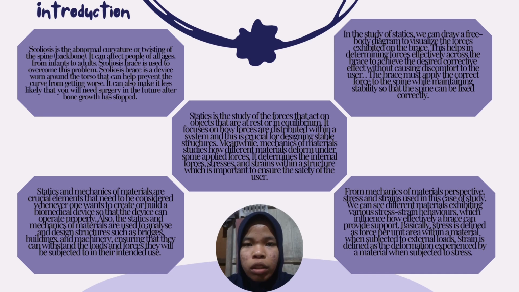Scoliosis is the abnormal curvature or twisting of the spine. It can affect people of all ages, from infants to adults. A scoliosis brace is used to overcome this problem. A scoliosis brace is a device worn around the torso that can help prevent the curve from getting worse. It can also make it less likely that you will need surgery in the future after bone growth has stopped.